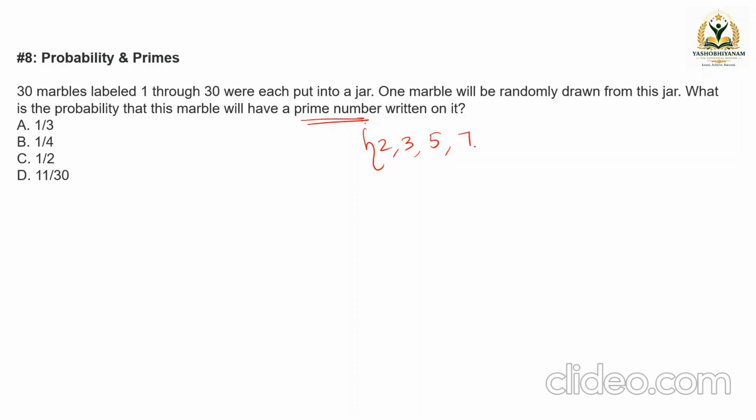2, 3, 5, 7, 11, 13, 17, 19, 23 is a prime number, 29 is a prime number. I have 1, 2, 3, 4, 5, 6, 7, 8, 9, 10. 10 primes are there. So probability is equal to 10 out of 30. So this would be equal to one third. So the probability of having a prime number is one third.